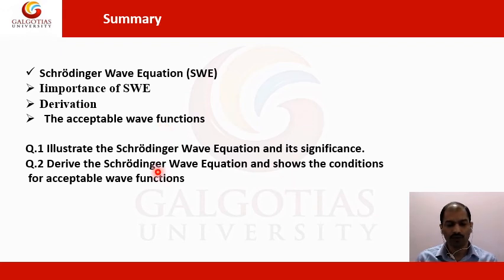Now there are different questions that can be discussed here, like illustrate the Schrödinger wave equation and its significance, or derive the Schrödinger wave equation and show its different conditions for an acceptable wave function. These are the various questions that can be asked during the examination. Generally, these 2 types of major questions can be seen from this overall discussion.